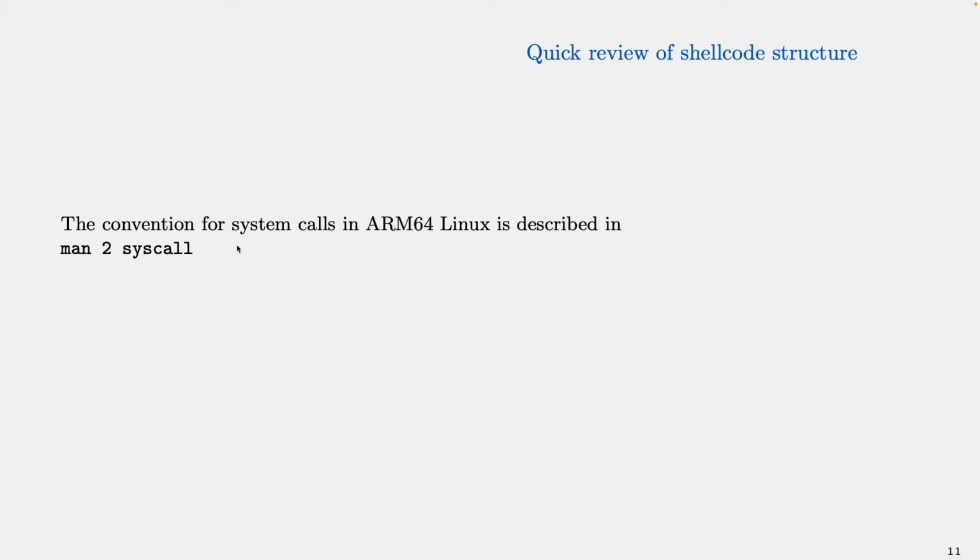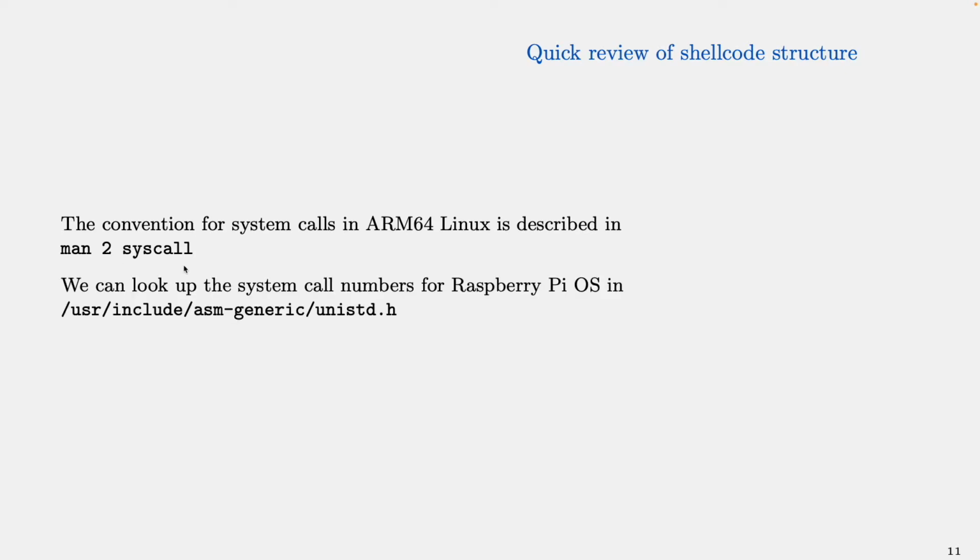First, we need to find out how to do system calls in Linux. So Linux is not the same as BSD, so we have to be prepared that there will be some differences. And there's actually a man page for system calls on Linux that will tell us about the calling conventions. And for the system call numbers, we can look into this header file at /usr/include/asm-generic/unistd.h.